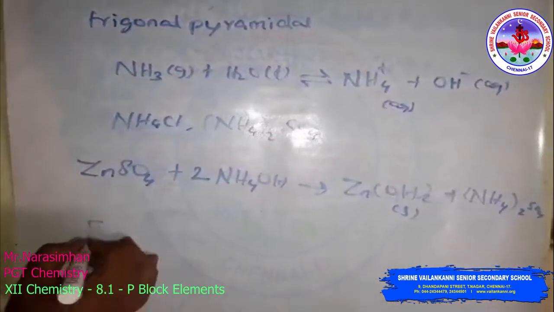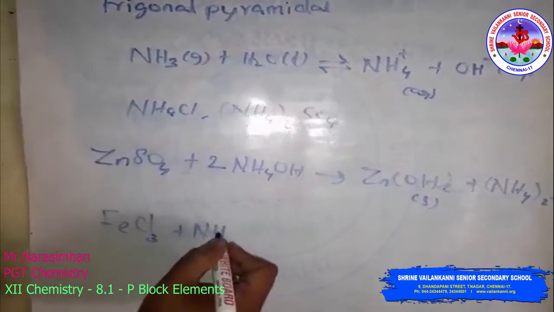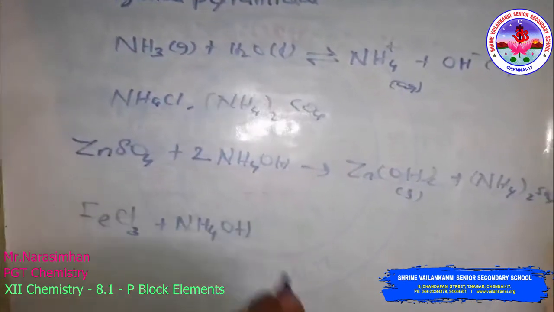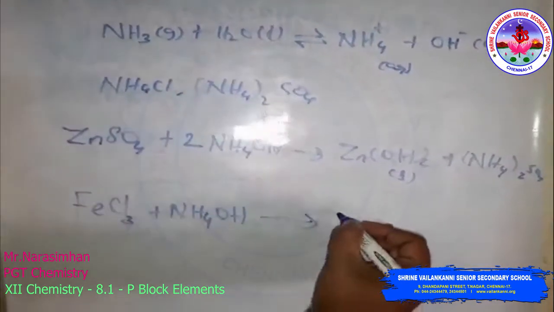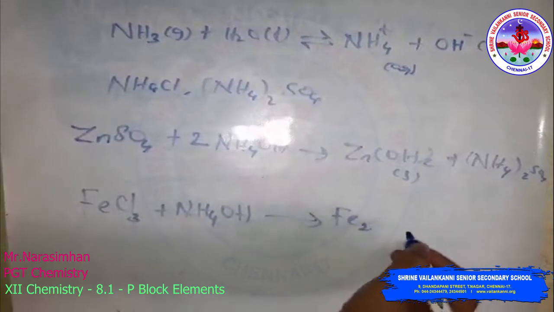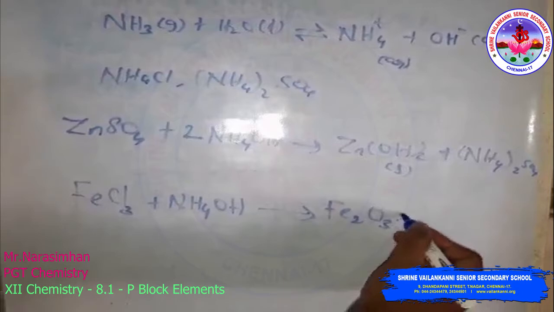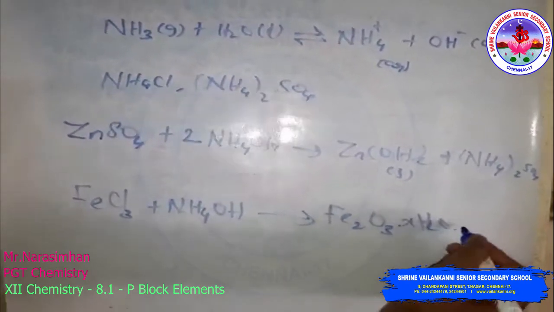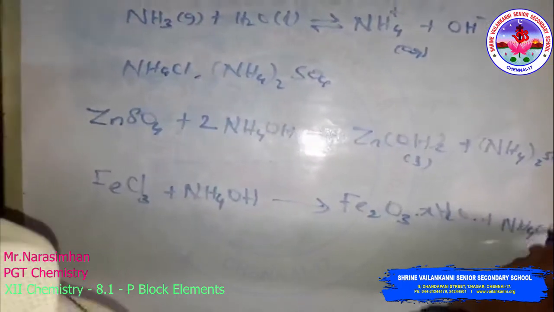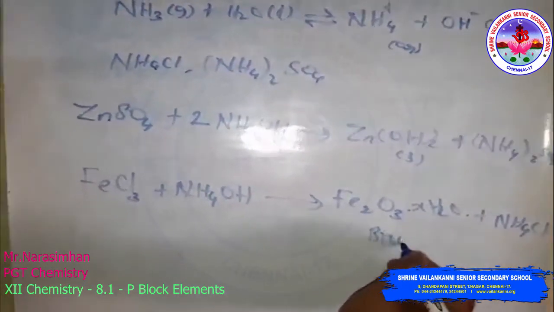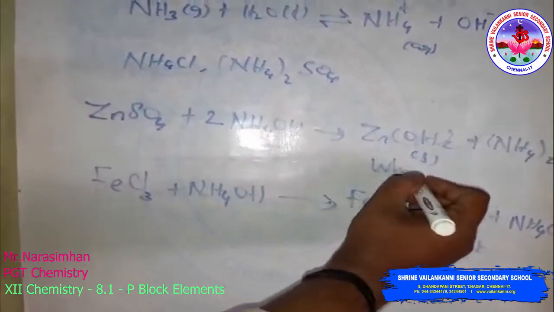Then ferric chloride reacts with ammonium hydroxide, both in aqueous solution, to form a brown precipitate of Fe2O3 with x moles of water, a solid, and then ammonium chloride NH4Cl. This is the brown precipitate, and this is the white precipitate.